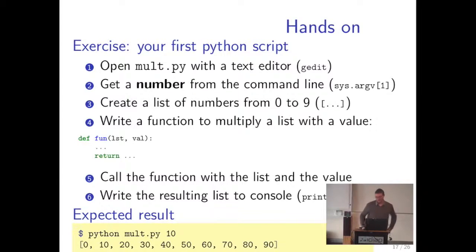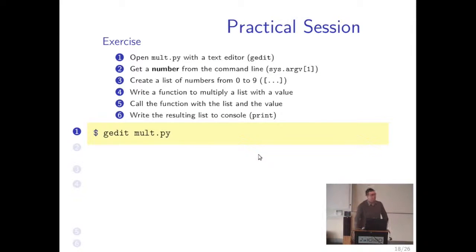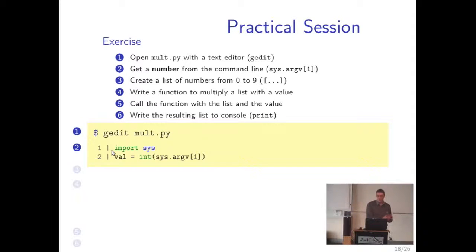Okay. All right. So we will go through it line by line. So the first thing, edit the mod.py. And so the first task is to get a number from the command line. As always, when you write a Python script or when you use Python, the first thing you do is you import the modules that you need.